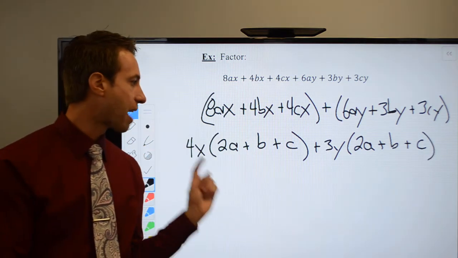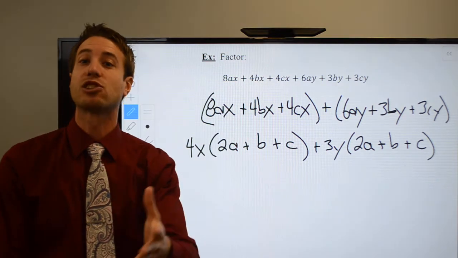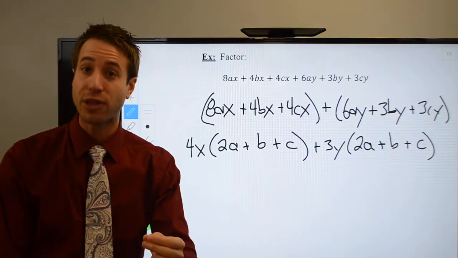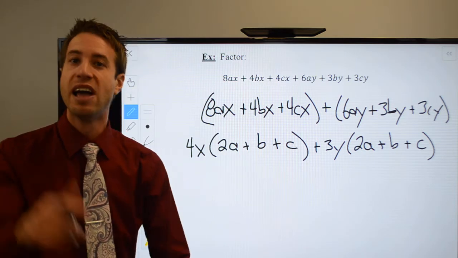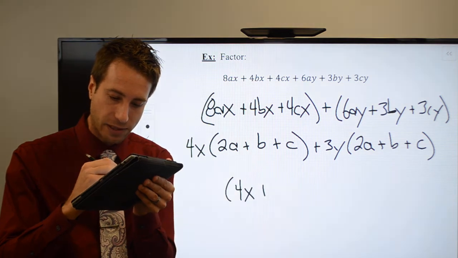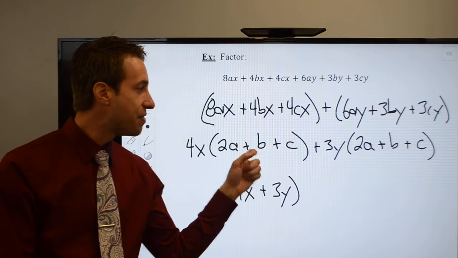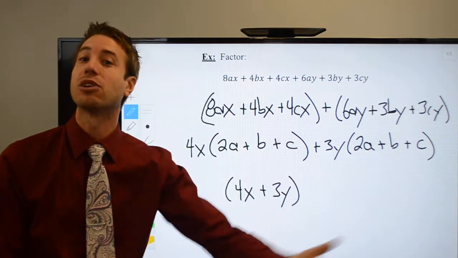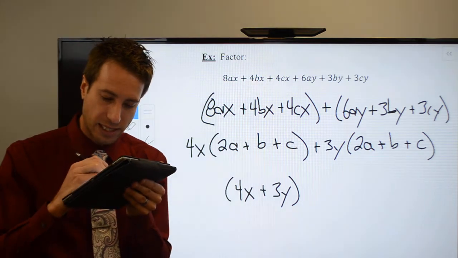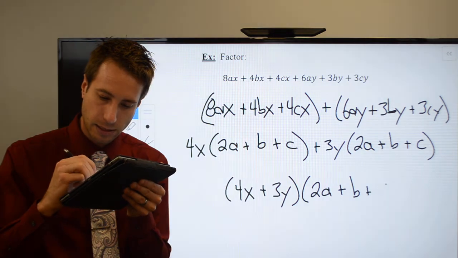Fantastic. So here's what I've got. I pulled out my GCFs, 4x and 3y. And what's left over? The quantities left over are identical. So the method worked. It was successful. And I can write my final answer. Remember, the GCFs are written together as a quantity, and then the quantities that were left over after pulling out your GCF become your second quantity, 2a plus b plus c.